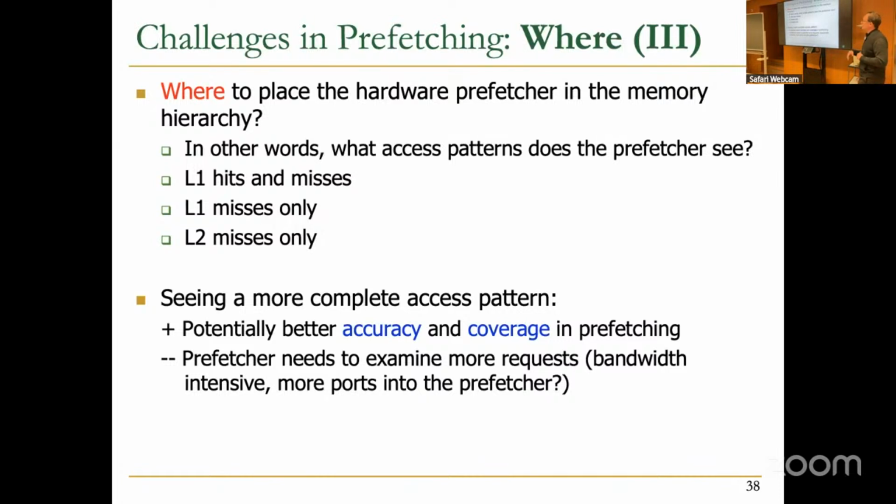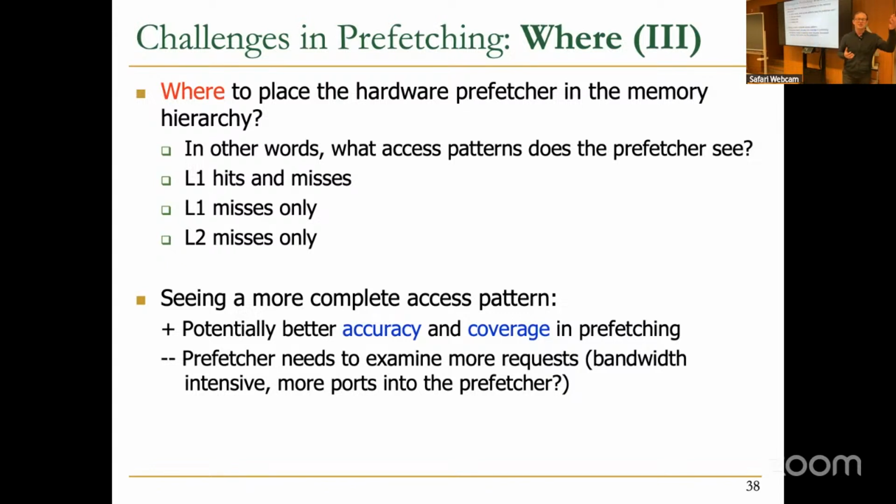Seeing a less complete access pattern may not be that bad. You can find predictability. Because what happens is the L1 cache sees all the accesses from the processor, right? L2 cache sees a filtered set of accesses, filtered by the locality that you can exploit in L1. L3 cache sees an even more filtered set of accesses, and the memory controller sees an even more filtered set of accesses. So you can think of caching also the same way, right?